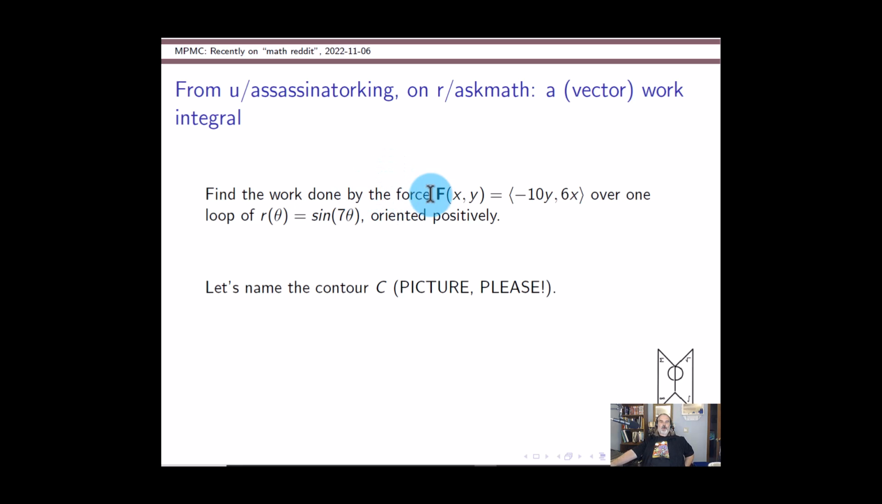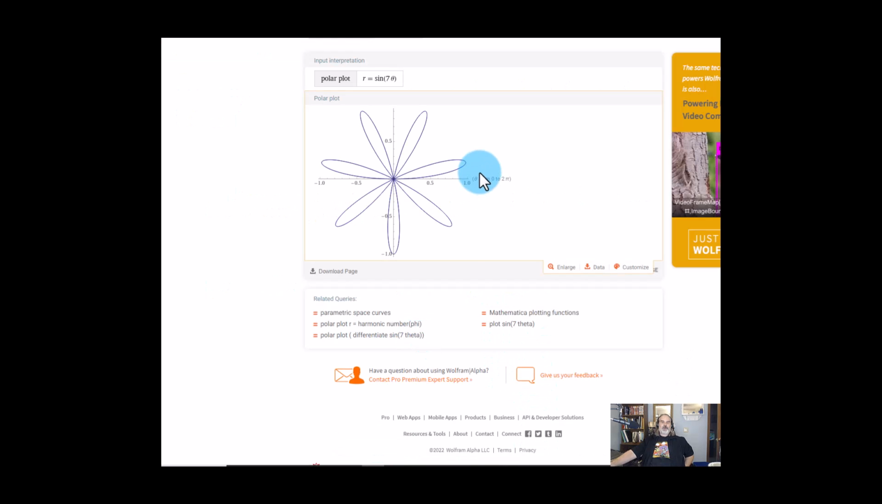Okay, find the work done by this force vector field over one loop of r of theta equals sine of 7 theta oriented positively. All right, so here's the picture I accidentally showed before. This is r equals 7 sine theta. We want to do our calculation over one loop, so we'll consider this loop right here in the first quadrant, starting at the origin, sweeping out here and coming back. So we're going to find the work done by a force vector field across that loop.